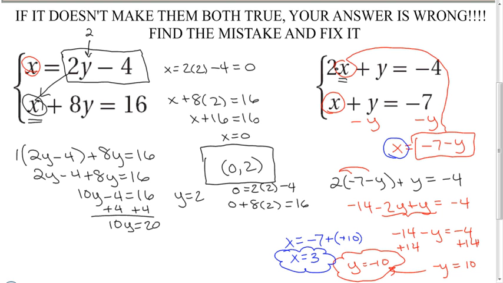Don't forget the final step. I'm going to write my answer as a point, (x, y) = (3, negative 10), and I need to check it back in the original problem. So 3 plus negative 10 is negative 7. It worked there. 2 times 3, that's 6, plus negative 10 is negative 4. So it also worked there. That's your solution.